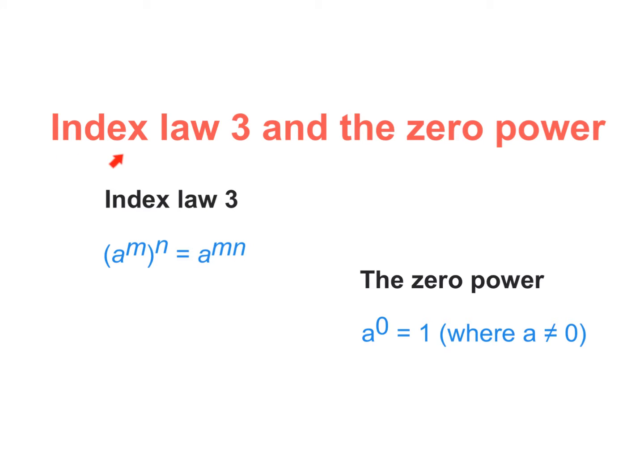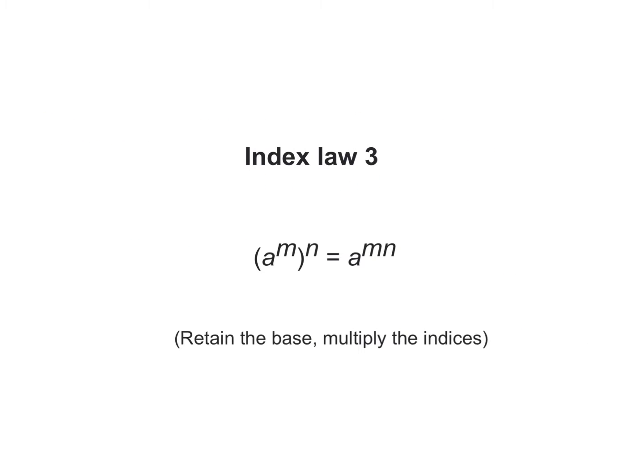In this lesson we're going to look at index law 3 and also the zero power law. So index law 3 says that a to the power of m, inside brackets, to the power of n is equal to a to the power of m times n. So we retain the base but we multiply the indices.